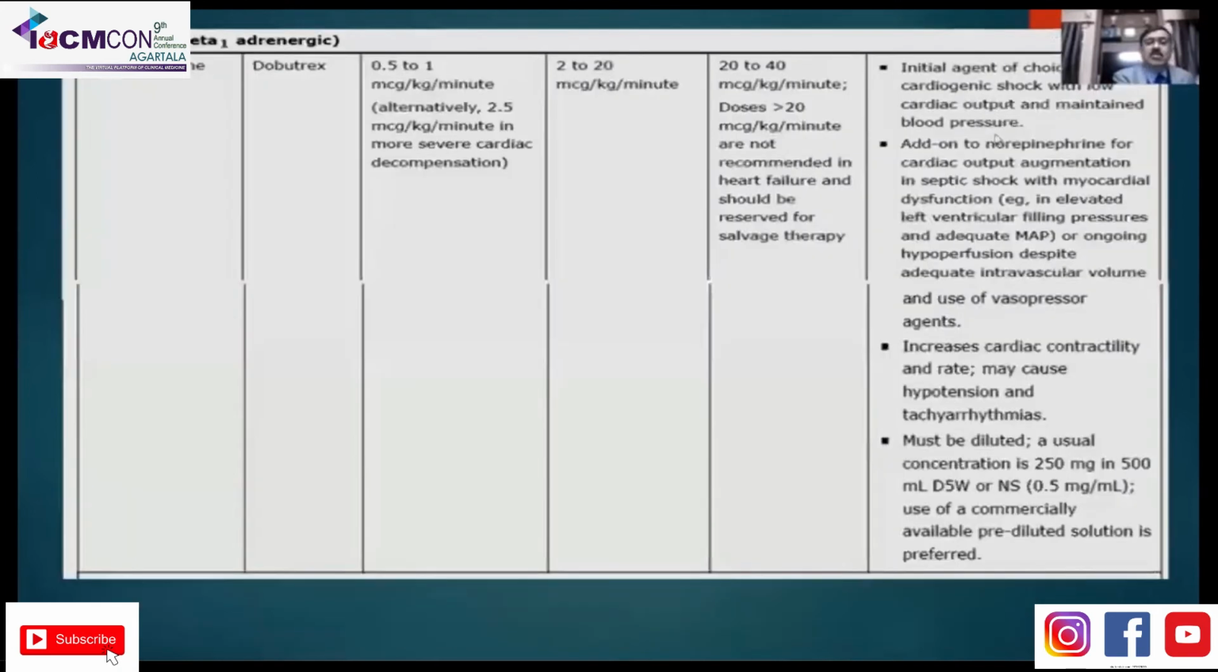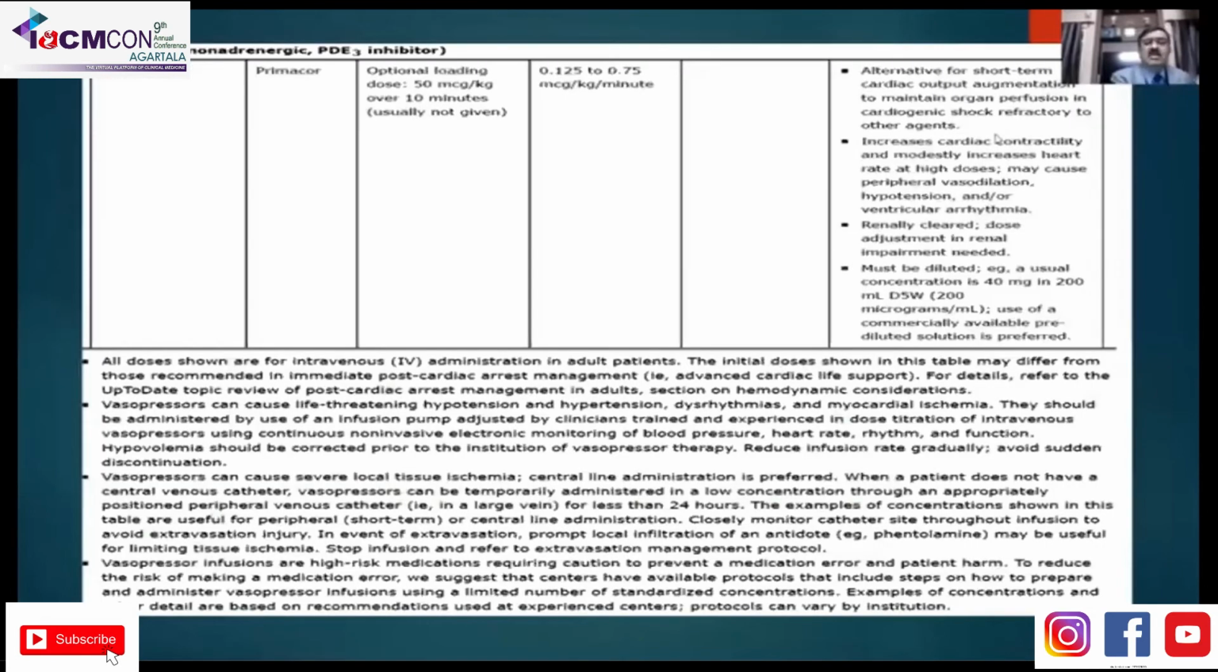Dobutamine is the inotrope of choice, first line in cardiogenic shock, but it can cause hypotension and a lot of tachyarrhythmias. So one should be cautious in using it in patients who have a systolic blood pressure less than 90 millimeters of mercury. Milrinone is the classic inodilator. It can be used as a bridge therapy in patients who need cardiac transplants or LVADs. Here it can be useful, but again, it can cause hypotension.